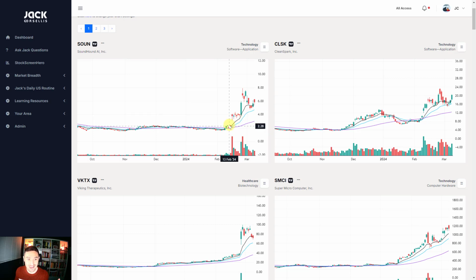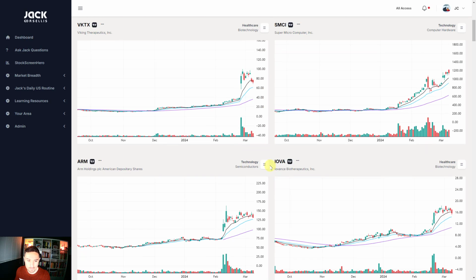So SoundHound AI, huge move here, found a little bit of support around the 10/21. Okay, bouncing. Maybe I want to have this in the watch list. So what I can do is just click this hamburger menu and put it in a watch list. I could just click here as well. If I click this button here, it will take me straight into TradingView. CleanSpark, crypto miner, powerful move up here. Okay, basing, needs a little pullback into the 10-day EMA.